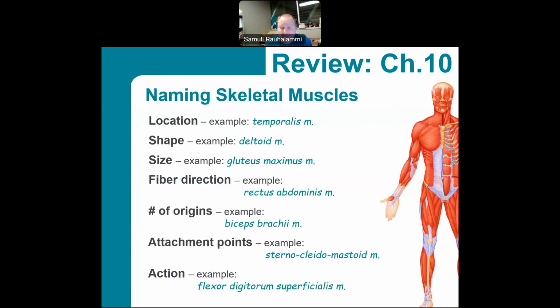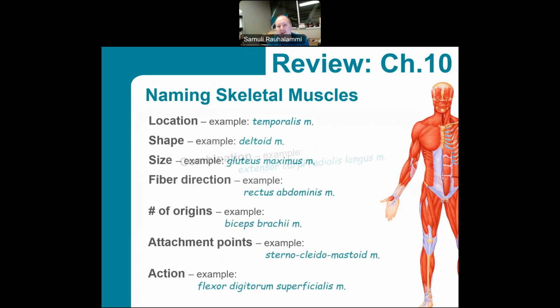When we're naming skeletal muscles, there are quite a few clues in the name. Often the name can tell us about the location of the muscle. The example that I've highlighted here is the temporalis muscle. It tells us that it's located where the temporal bone of the skull is. The shape of the muscle might also be told in the name. So deltoid, the triangular shape, might help you there. Size: for example, we have gluteus minimus, gluteus medius, and gluteus maximus. So if we have multiple muscles of the same area, same type, the size might be the clue in the name.